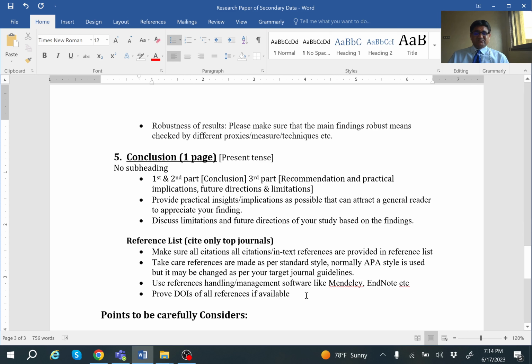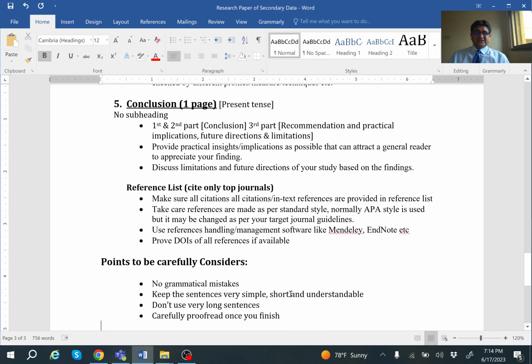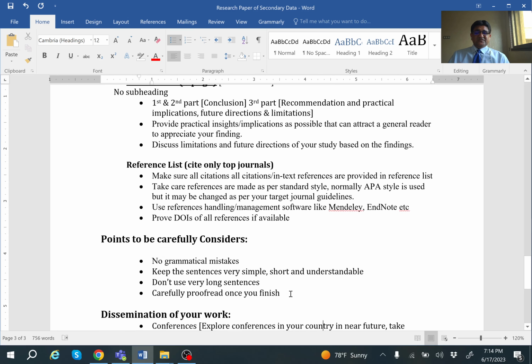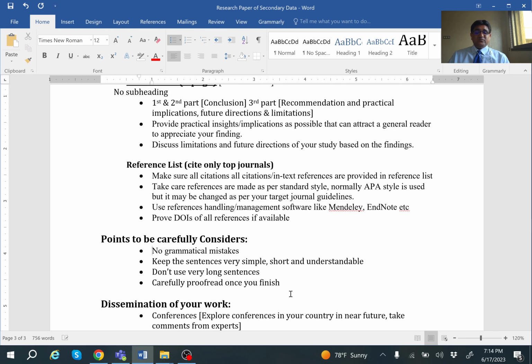It's normally available for papers which are published in good journals. So we need to provide the DOI at the end of each reference. Points to be carefully considered: take care that there should be no grammatical mistake. We should be vigilant. Once you have converted your paper, make a careful proofread that there is no grammatical mistake in your paper.